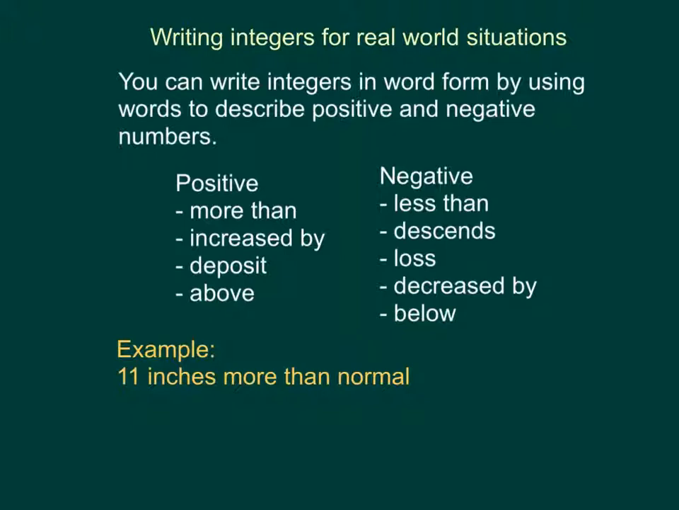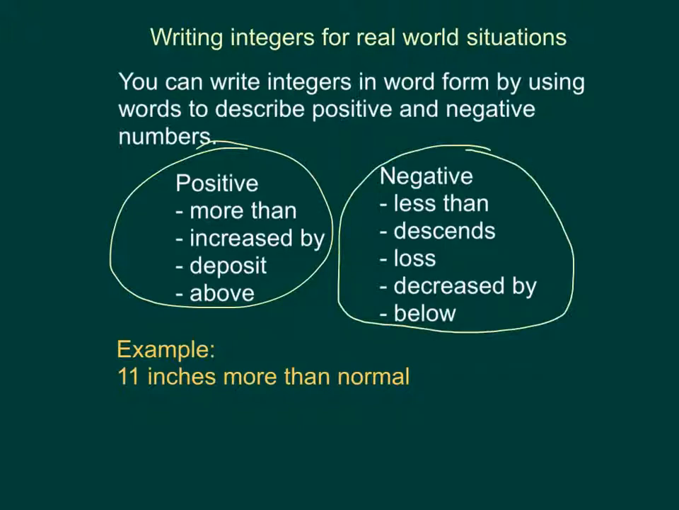When we are writing integers for real-world situations, you can write the integers in word form by using words to describe positive and negative numbers. Some examples we might see for positive would be more than, increased by, deposit, above. There's some other things that I'm sure we'll see over the course of examples. Some things that you may see for negative numbers are less than, descends, loss, decreased by, below. Again, there's more examples. So here's just an example of how we would write it. 11 inches more than normal. So more than tells you that it's positive 11.